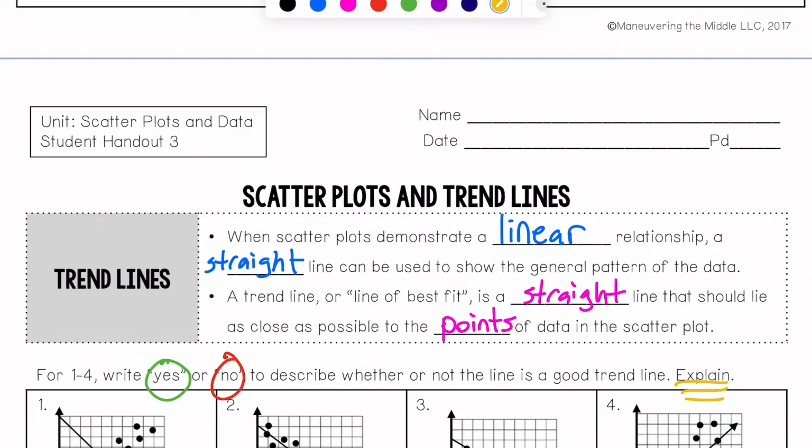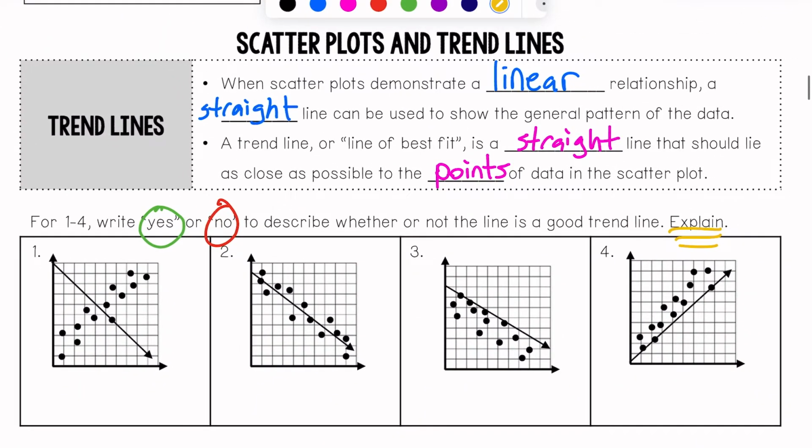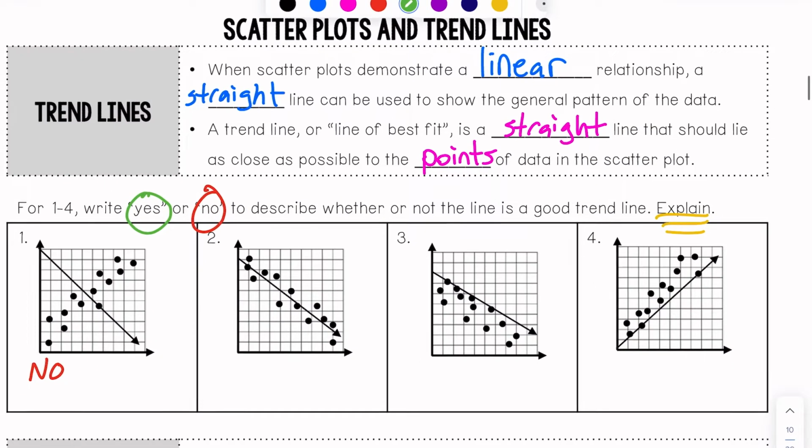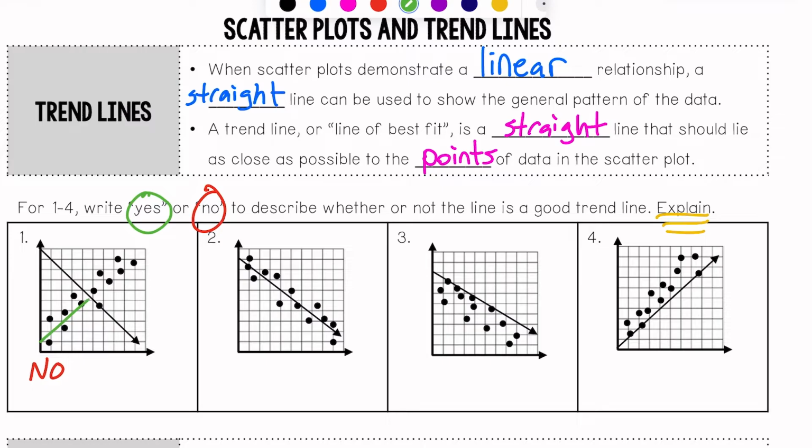So for questions 1 to 4, we're just going to write yes or no to describe whether or not the line is a good trend line. And make sure you explain on your paper why you thought that. For the first question, the trend line is drawn on the scatter plot, but I think this one's pretty obvious. That is no, that is not a good trend line. The green line that I just added there would be a better trend line for number 1.